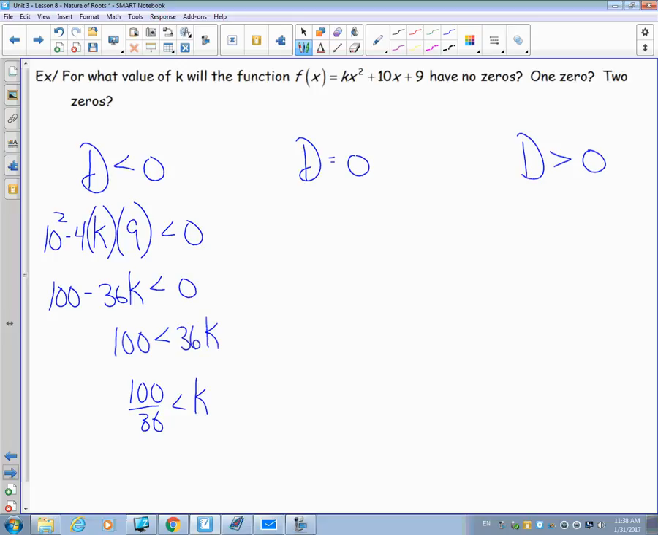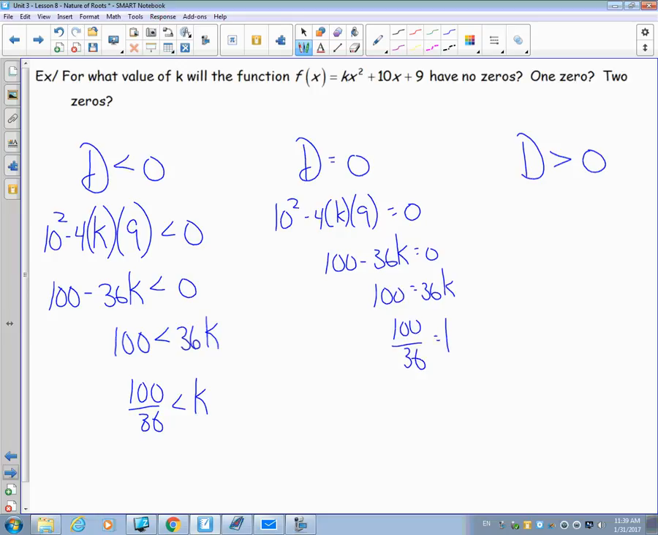If I want to figure out 1 zero, it's the same equation. 10 squared minus 4 times k times 9. But it equals 0. Well, this looks exactly the same, except now I actually do have the equal sign. So this time, if k is exactly 100 over 36, or 5 thirds, or 1.6, or say 2.66666, then you'll end up with only 1 zero. And obviously the last situation, I can skip the math. I know what's going to happen here. If k is less than 100 over 36, well, then we got the 2 zero situation.